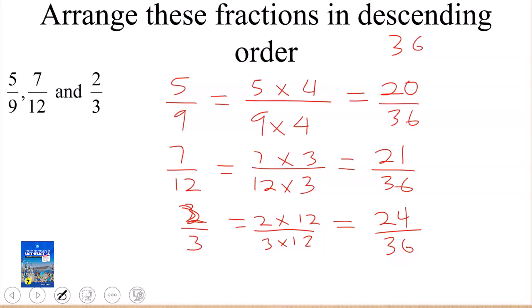The greatest numerator becomes the greatest fraction. All right. And we are to arrange it in descending, meaning that the bigger one comes first. So the biggest one among them is 2 thirds. So 2 thirds comes first, followed by 7 twelfths, followed by 5 ninths. So that becomes the order of magnitude with this particular fraction in terms of descending.